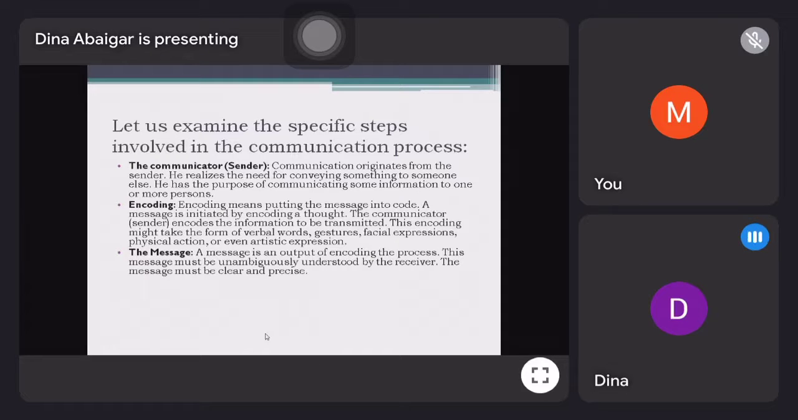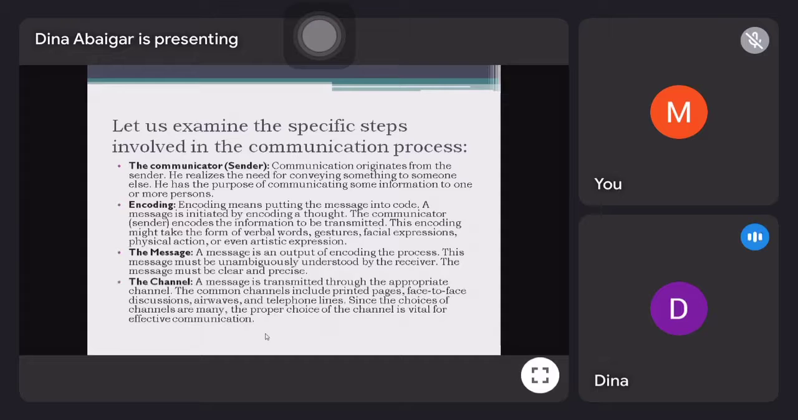This message must be unambiguously understood by the receiver. The message must be clear and precise. Of course, for the receiver to be able to understand the message, the sender must be clear when he or she is talking about what he wants to send, what he wants to talk about.